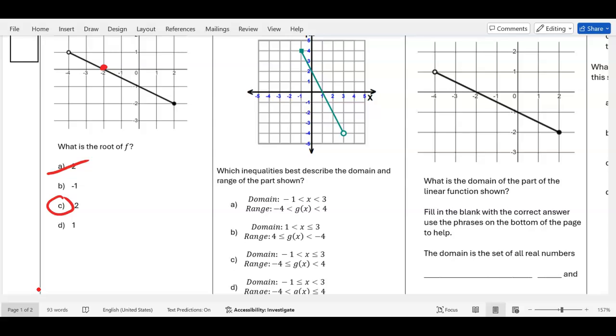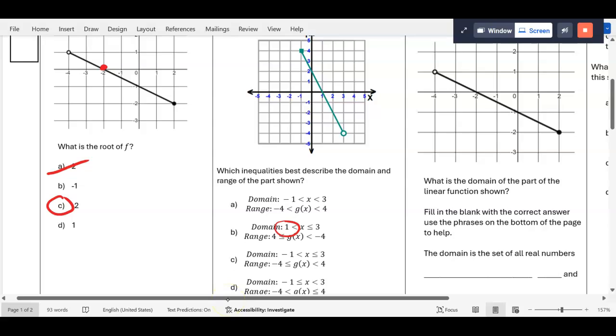So if I go straight down, that number is negative 1. So if I look at my domain, negative 1. The only one that doesn't have negative 1 is this one. Do you see how B cannot be the answer? Because it starts off with a positive 1. Can't be B.